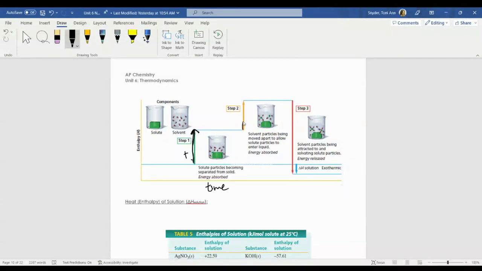Step 2 also requires energy. The solvent particles also have to move apart from one another to allow the solute particles to enter the liquid.